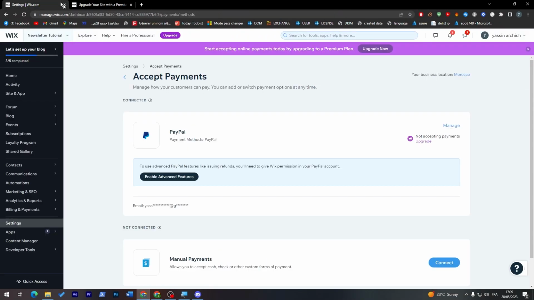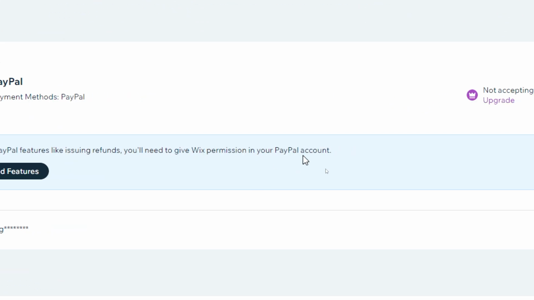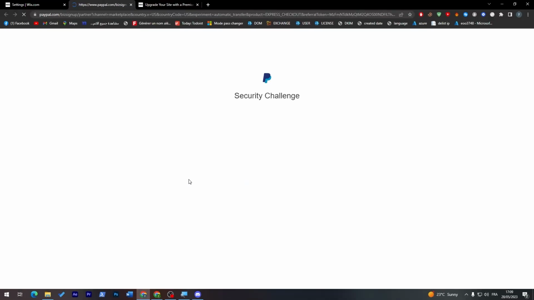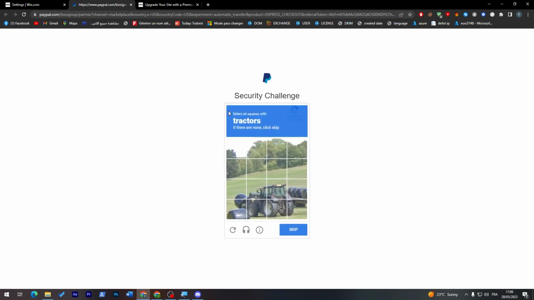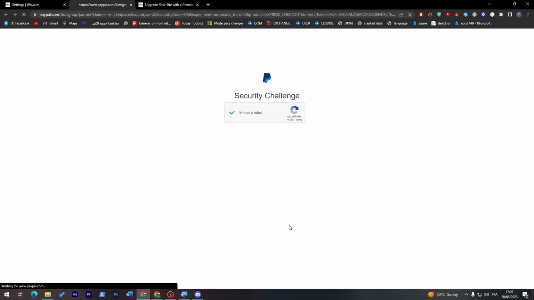Now, if you want to head to settings after you connect everything, to use advanced PayPal features like insurance refunds, you will need to give Wix permission in your PayPal account. So you can click here. And as I said, the same thing that I have shown you, you have to go to your PayPal account and verify it from the code that they will send you in your email.